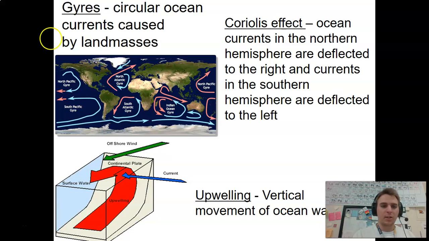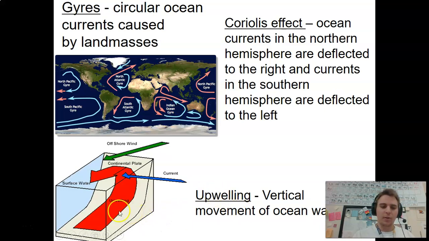There's a couple other things we need to talk about. One of them is called gyres. These are circular ocean currents caused by land masses. So this happens here in the North Atlantic and the South Atlantic. And then there's larger ones in the South Pacific, as well as in the North Pacific, and then one in the Indian Ocean.